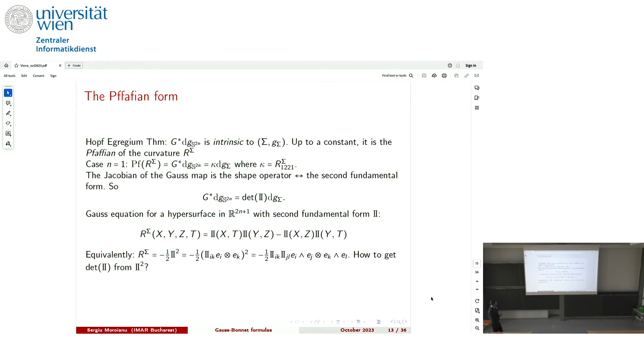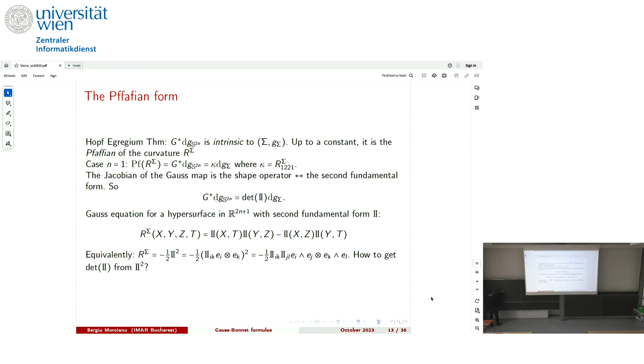In the case where 2n equals 2, this thing here is just the integrand in Gauss-Bonnet. You can write it in terms of curvature like that. But in higher dimensions, we have to see exactly how it is. That's what we are going to do. Now, the computation is based on this observation: the Gauss map is an endomorphism of the tangent space. The differential of the Gauss map is an endomorphism of the tangent space.